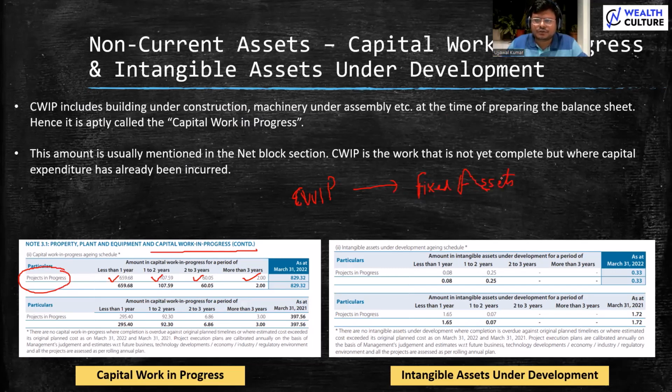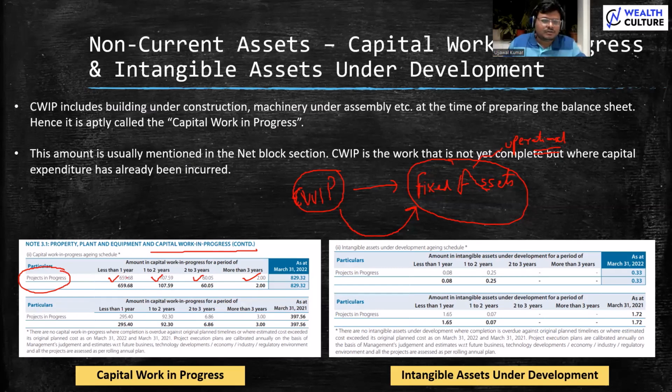The moment it becomes operational, that asset will become fixed assets. It will move out of the CWIP bucket and get into the fixed assets bucket, because now it is operational. It has started generating revenues, right? That's how you differentiate between a CWIP and a fixed asset.